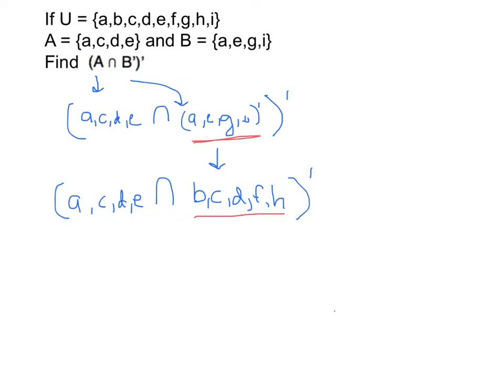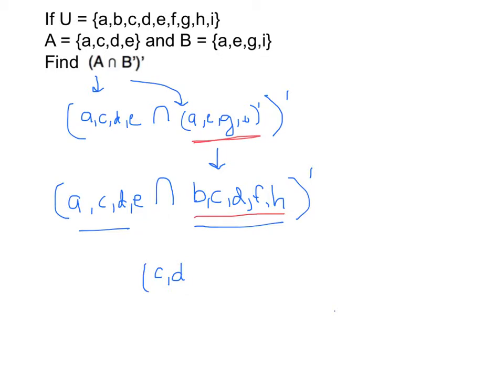Again, the reason we find the intersection first is because we do parentheses first, and in the parentheses is the intersection. It's important to remember that intersection means the overlap of the two sets. So A, C, D, and E, and B, C, D, F, and H: when I compare the elements here with the elements here, I see the only elements that they have in common are C and D. The first set has A and E, but those are not in the second set, and the second set has B, F, and H, and those are not in the first set.